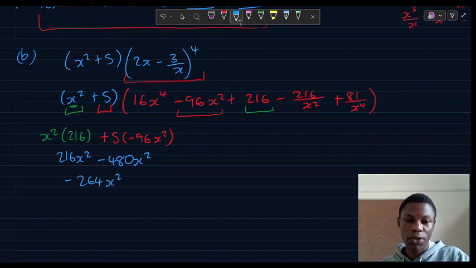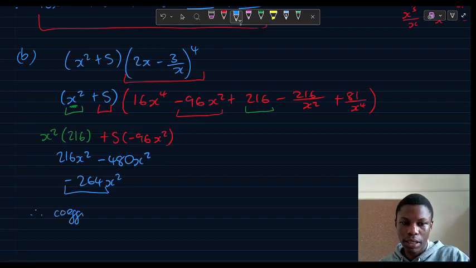So remember, the coefficient is the number multiplied by your variable. So our coefficient is negative 264. So therefore, the coefficient of x squared is negative 264. And that's our final answer.